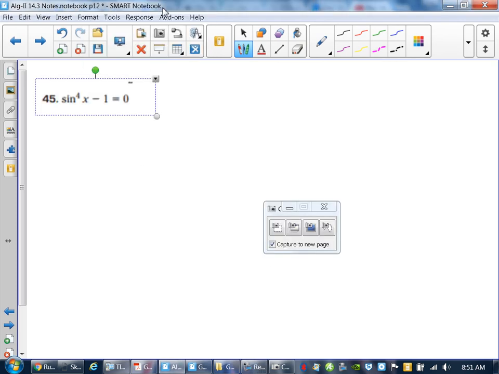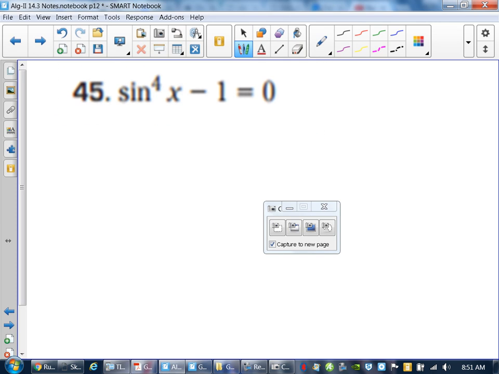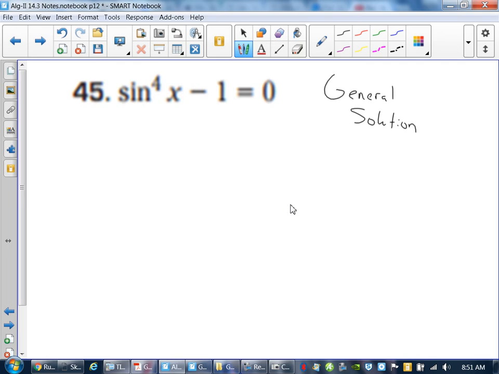All right, 45. I'm going to work on number 45, but I also want to write it in terms of what we're going to call a general solution. So this is a couple of things we're going to do here, and then show how it works with the property. How we still write up our solutions.